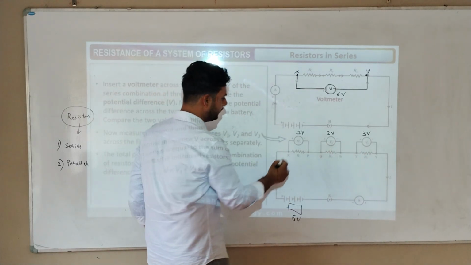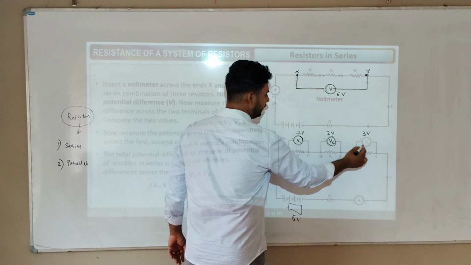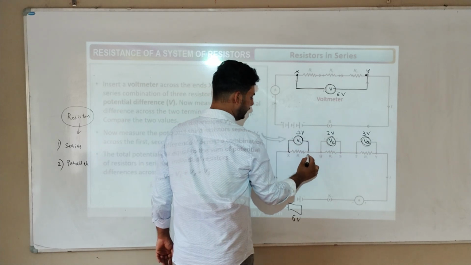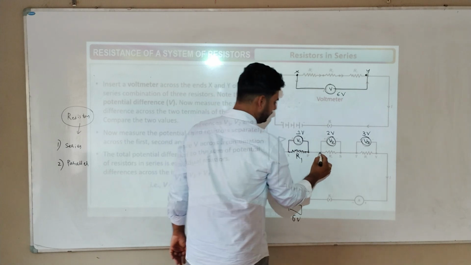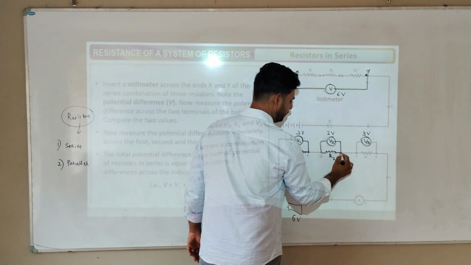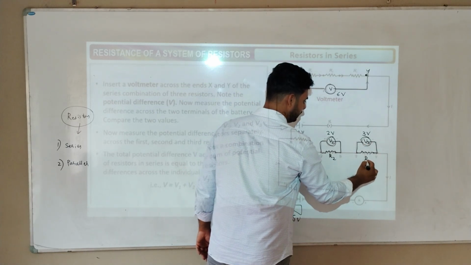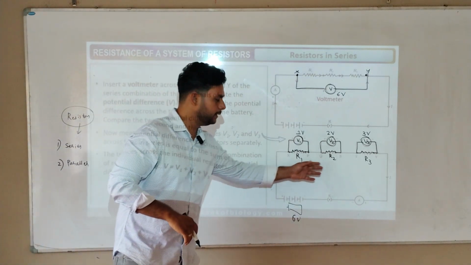How many voltmeters are there here? First voltmeter, second voltmeter, third voltmeter. Separately he has connected. Separate connection for each resistance. R1, R2, R3. For each resistor, separately he has connected.